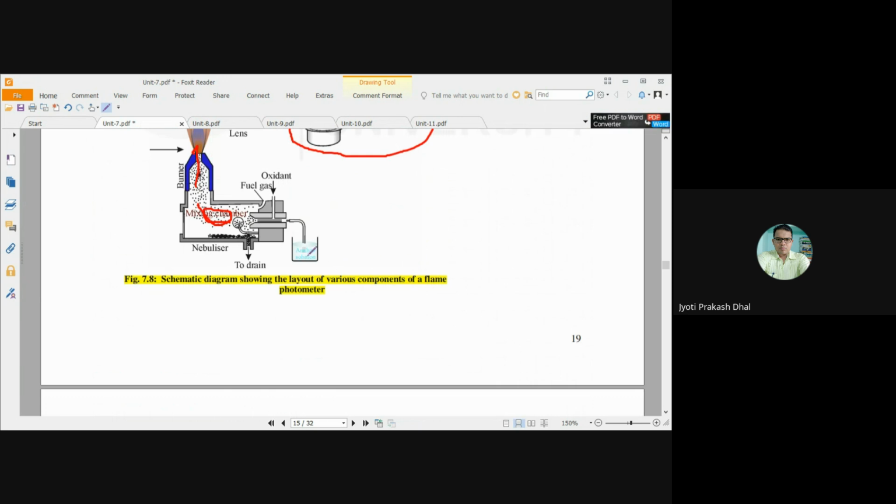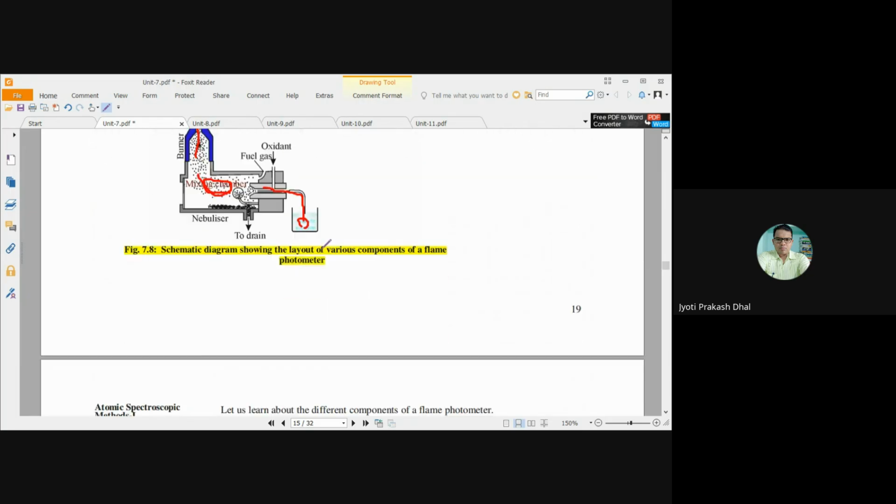And here you can see this is the analyte solution that will be introduced into the mixing chamber and nebulizer. Then the detailed process will be carried out.